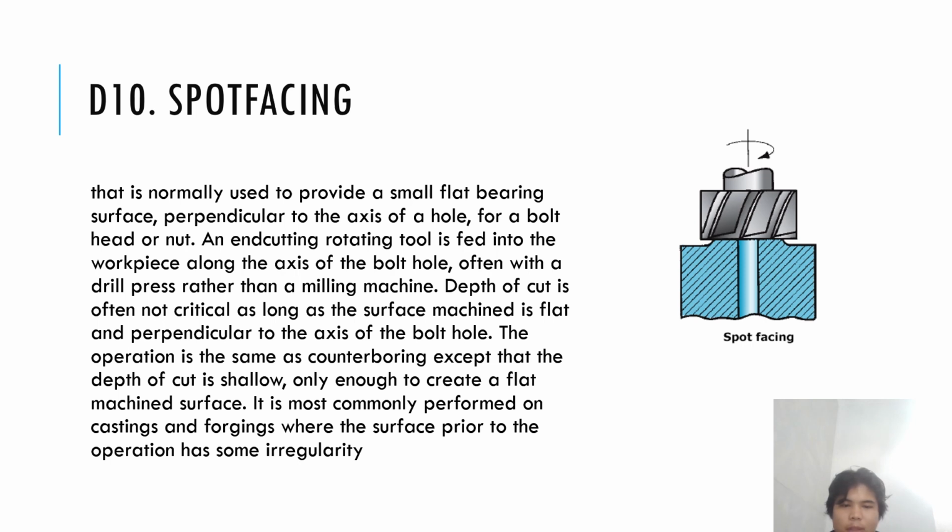Depth of cut is often not critical as long as the surface machined is flat and perpendicular to the axis of the bolt hole. The operation is the same as counterboring, except the depth of cut is shallow, only enough to create a flat machined surface. It is most commonly performed on castings and forgings, where the surface prior to the operation has some irregularity.